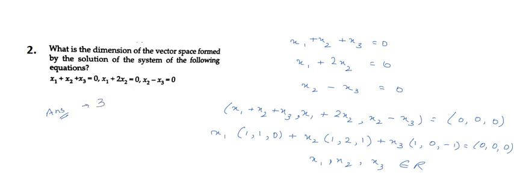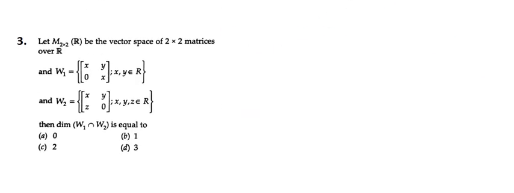So now let's proceed to our question number 3. So here is our question number 3. Okay, so in question number 3 we can see that we have been given a vector space of 2 cross 2 matrices, and our first matrix W1 is (X, Y; 0, X), and our second matrix W2 is (X, Y; Z, 0). All we need to do is find the dimension of W1 intersection W2.